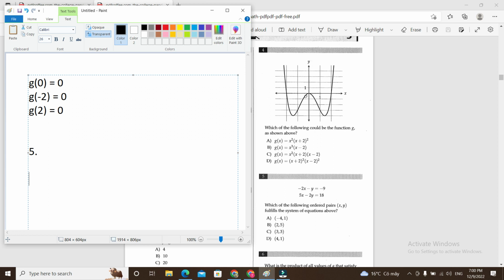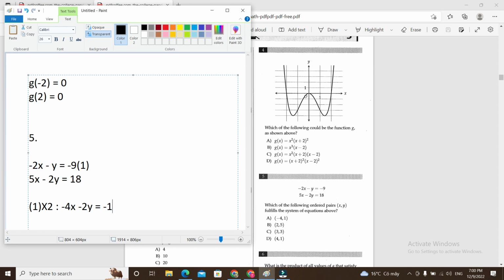They asked us to solve this system of equations. Minus 2x minus y is equal to minus 9, and 5x minus 2y is equal to 18. Okay, so to solve this, if I multiply the first equation by 2, then we can cancel out the minus 2y, so it's going to be easier to calculate. So we get minus 4x minus 2y equal to minus 18, and let's call that equation 1 prime.